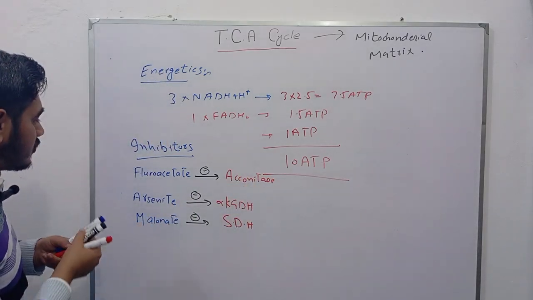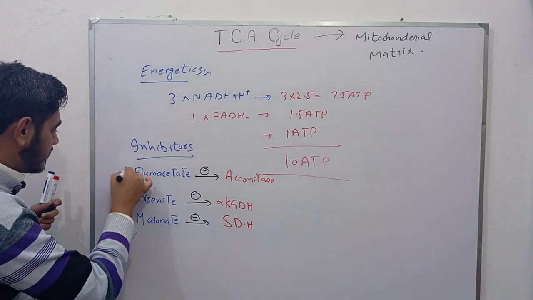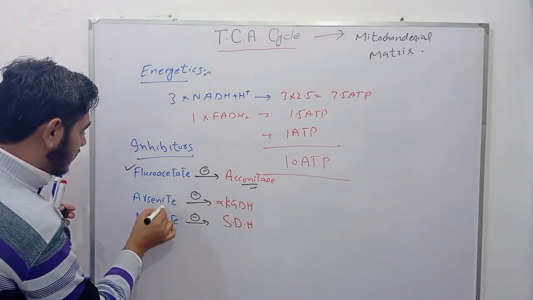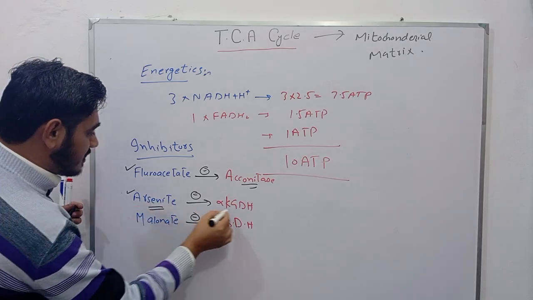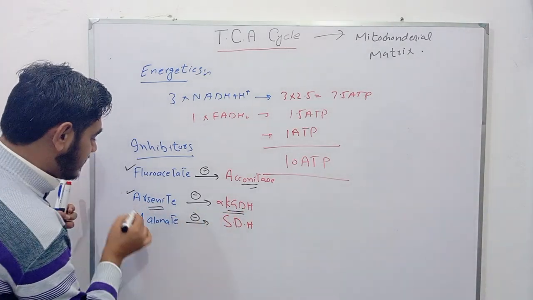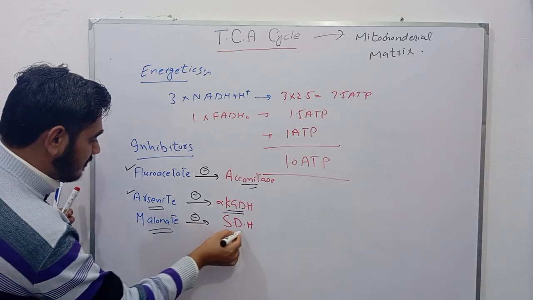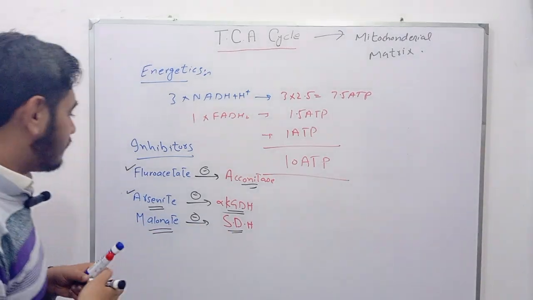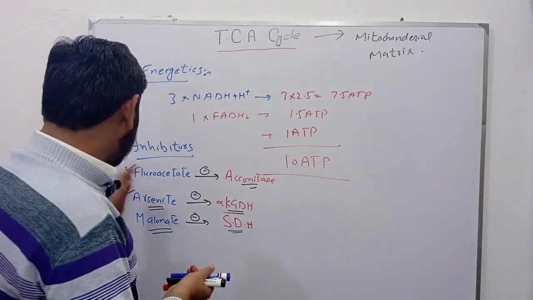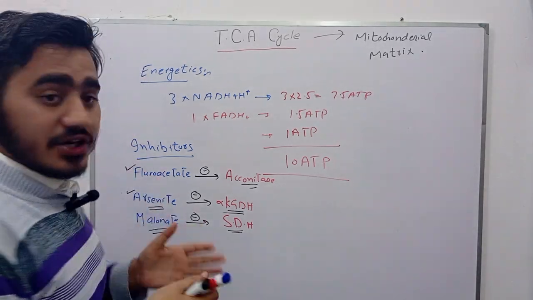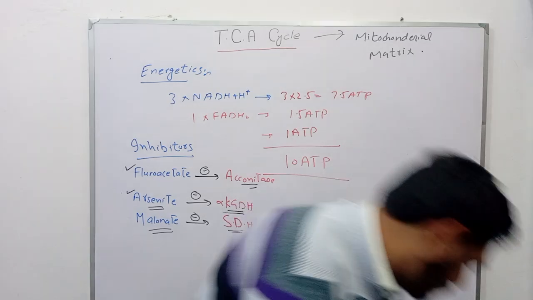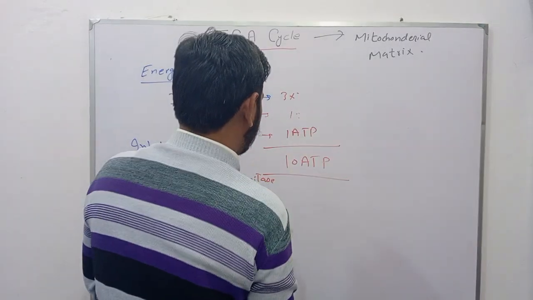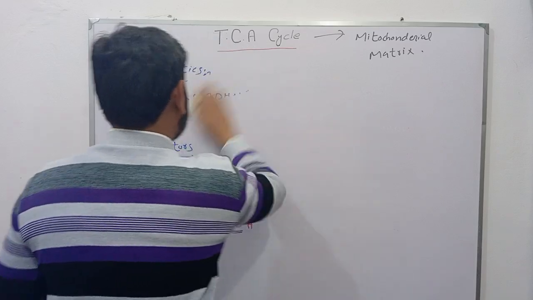These are the inhibitors of TCA cycle. Fluoroacetate inhibits aconitase enzyme. Arsenite inhibits alpha-ketoglutarate dehydrogenase enzyme, and malonate inhibits the succinate dehydrogenase enzyme. So friends, now coming toward the regulation of TCA cycle.